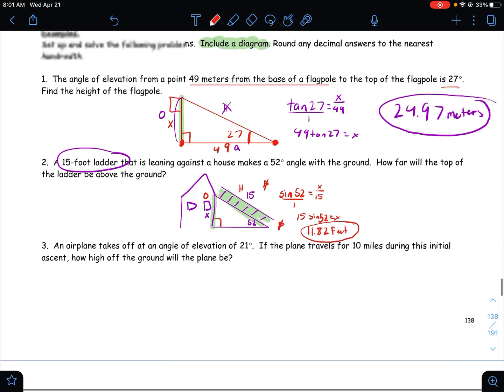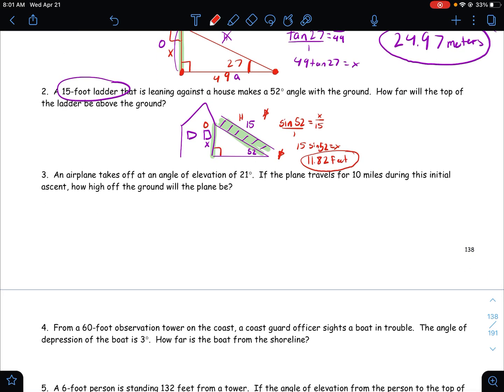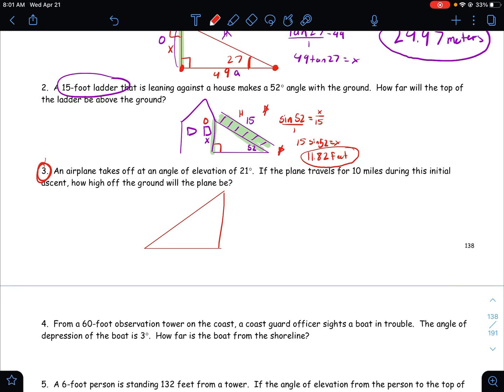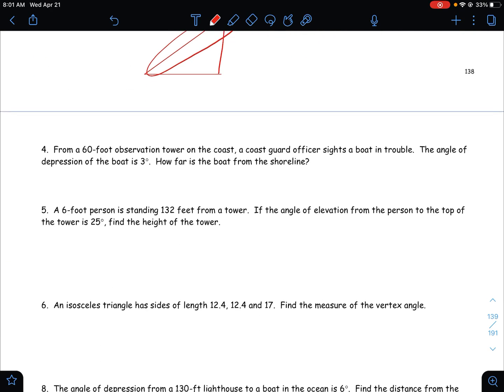All right, let's try another one. If an airplane takes off at an angle of elevation of 21 degrees, if the plane travels for 10 miles during this initial ascent, how high off the ground will the plane be? I'm going to be honest, this one, I don't know if the 10 miles should be the hypotenuse or the base. So I'm going to get back to you guys on that one. Let's skip number 3. I feel like it should be the hypotenuse, but I'll do that one in class with y'all.